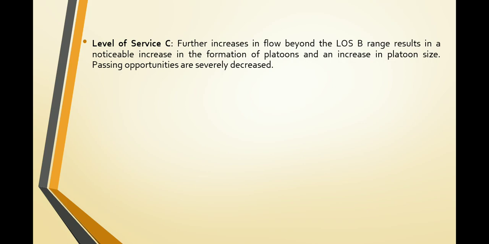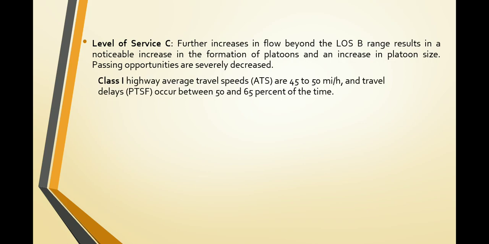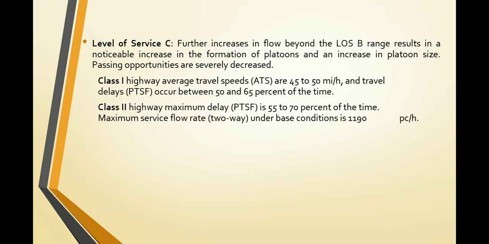Level of service C: further increases in flow beyond the LOS B range result in a noticeable increase in the formation of platoons and an increase in platoon size. Passing opportunities are severely decreased. So Class 1, the ATS is 45 to 50 miles per hour, and travel delay is between 50 and 65% of the time. Class 2, the PTSF is 55 to 70% of the time, and under base condition it is 1,190 PC per hour.